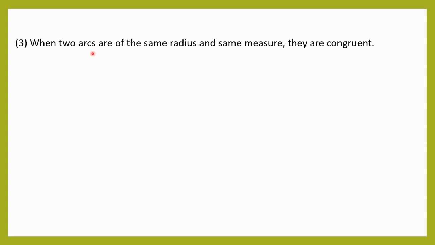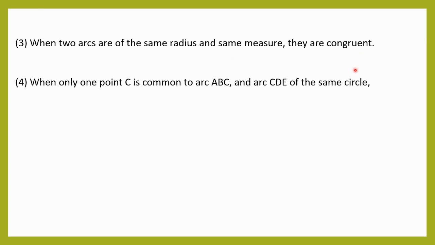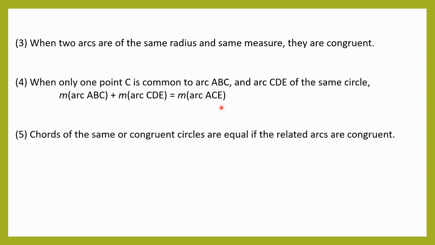Third, when two arcs are of the same radius and same measure, they are congruent. Fourth, when only one point C is common to arc ABC and arc CDE of the same circle, then we can say measure arc ABC plus measure arc CDE is equal to measure arc ACE. This was the property, sum of measures of arc.